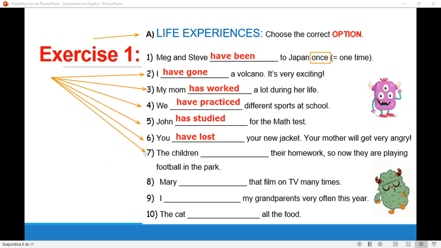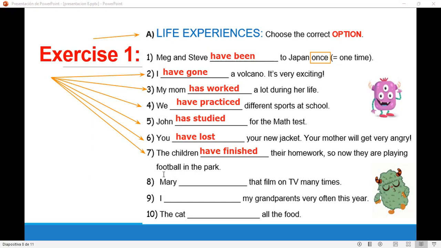Number 7, "The children, their homework. So now they are playing football in the park." This one is easy. Have done. Very good. You can say have done, or another verb: finished. We can say both. In this case, we're going to use finished. The children have finished their homework. So now they are playing football in the park.